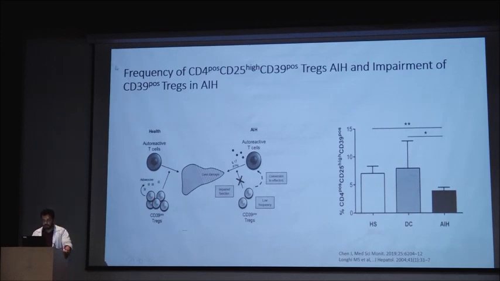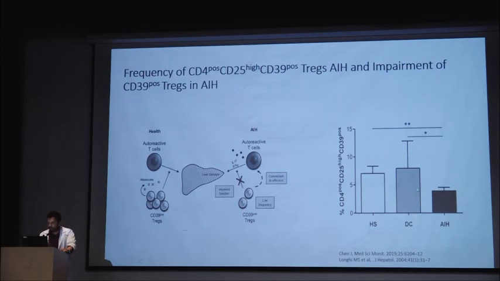Coming on to the regulatory T cells and their impairment in autoimmune hepatitis. In healthy individuals, there are basically autoreactive T cells. However, they are counteracted by the CD39 positive Treg cells, and they produce adenosine, which is immunosuppressive. However, this function is dysregulated, there is dysregulated secretion of adenosine, and the cells are also present at a lower frequency. This promotes the autoreactive T cells, which in turn leads to increased secretion of IL-17 and interferon gamma, causing the liver damage.